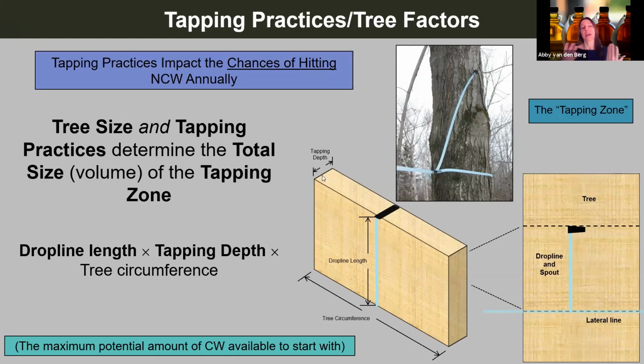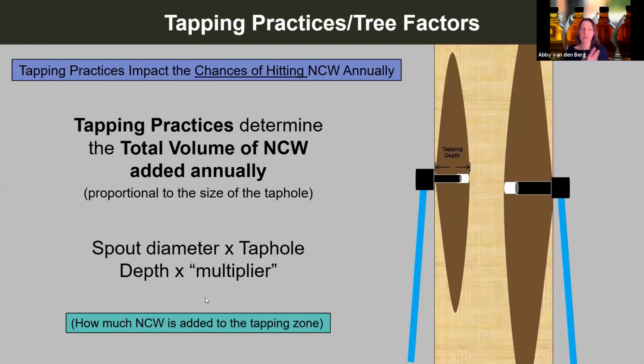And so not just the tree size, but also our tapping practices determine the total volume of the tapping zone. And that is the maximum amount of potential conductive wood we have available within the tapping zone for us to tap into and collect sap from. And then also, as we just went over, our tapping practices determine how much non-conductive wood is added to the tree annually.